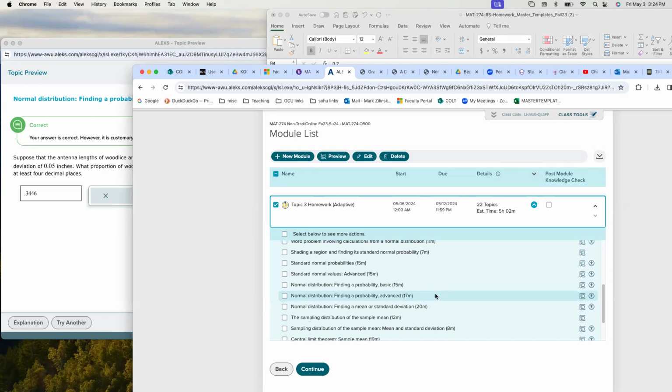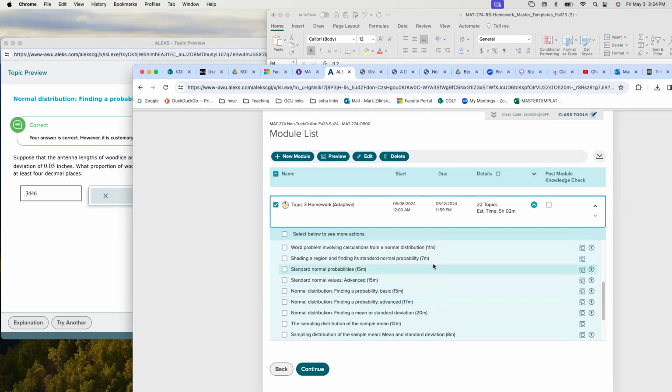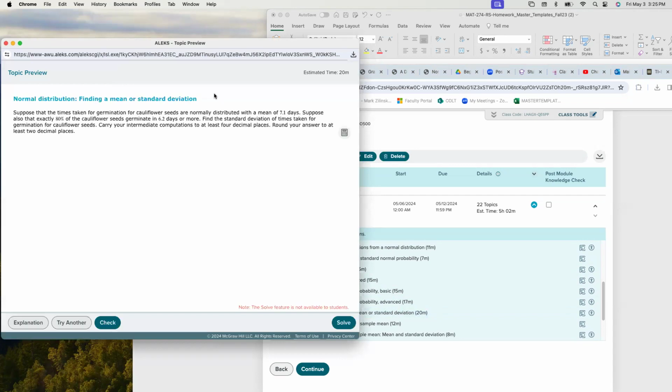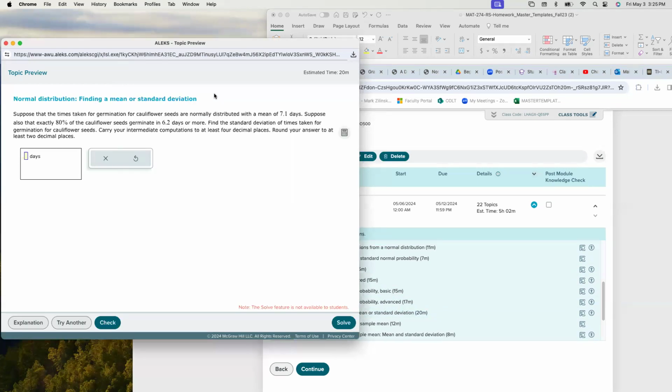The other ones here, let's see, shading, we did that. Okay, so yeah, that's the one I did, the standard normal, finding the mean and standard deviation. This is another, I'll tell you what, I'll do this one. We'll look again. There's a lot of writing on this one. It's just a little bit more involved, okay?